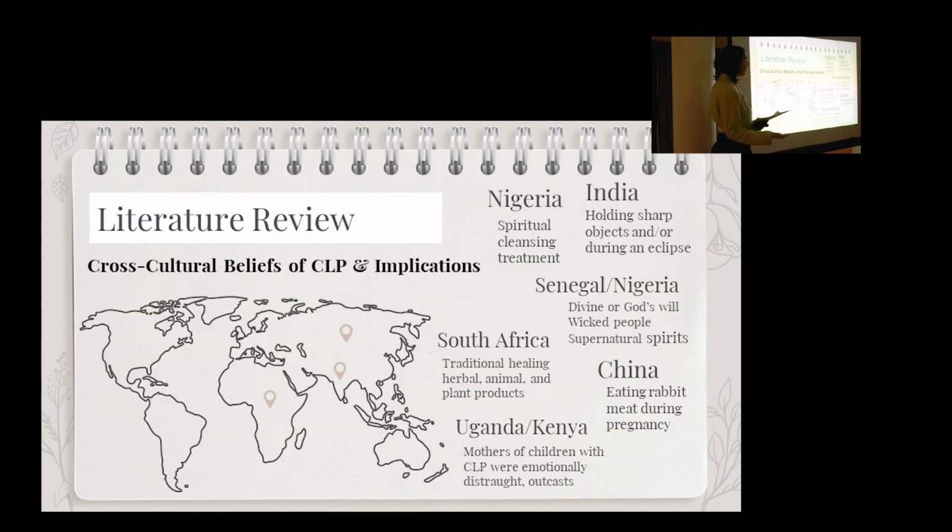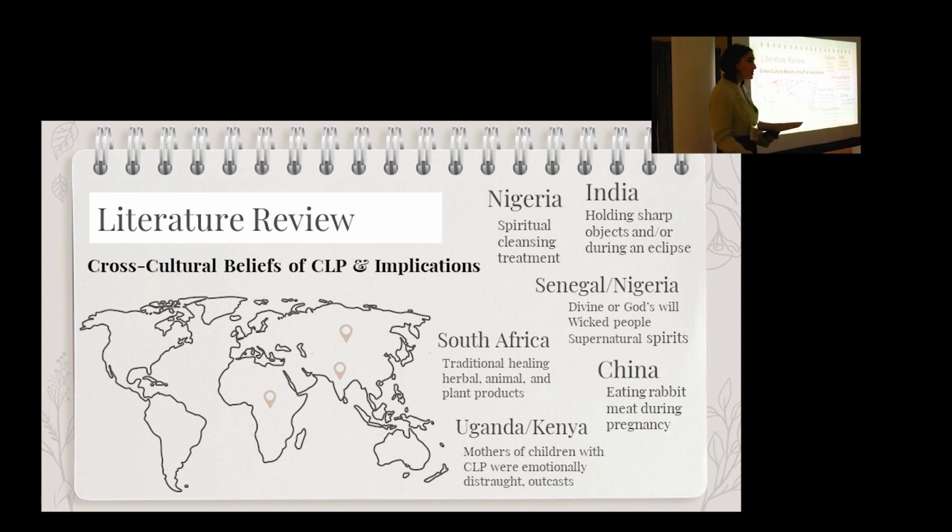So looking at the literature, there's actually quite a bit of studies on the cross-cultural beliefs of CLP and implications of the beliefs. For example, studies in India show that holding sharp objects during an eclipse is a believed cause of CLP. Studies in Senegal and Nigeria find that God's will, wicked people, or spiritual, supernatural spirits can be a cause. In China, studies show that rabbit meat during pregnancy is a believed cause of CLP.